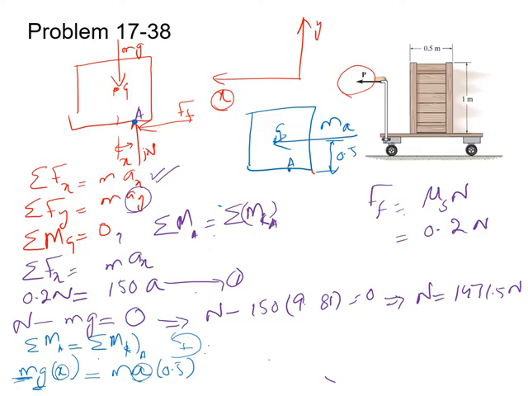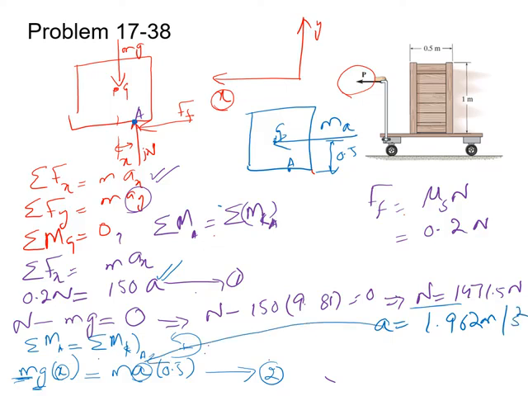In this equation, mass is given to us, g is given, acceleration is unknown, and x is unknown. So now we have two equations: N and a in equation 1, and a and x in equation 2. In equation 1, by substituting the value of N equal to 1471.5, we can find the value of a, which is equal to 1.962 meter per square second. Substituting this value of a in this equation, we can find the value of x. After finding, we got the value of x equal to 0.1 meter.